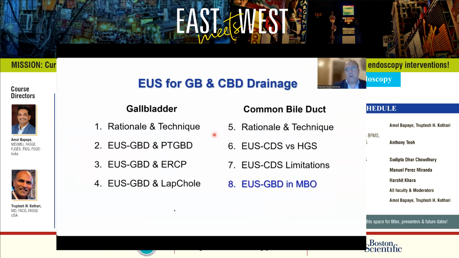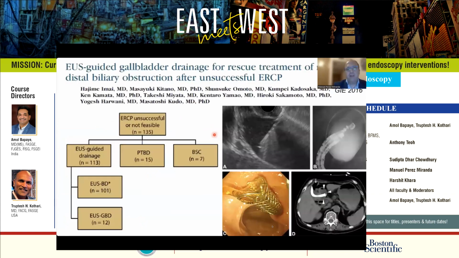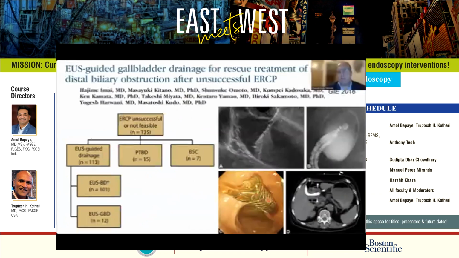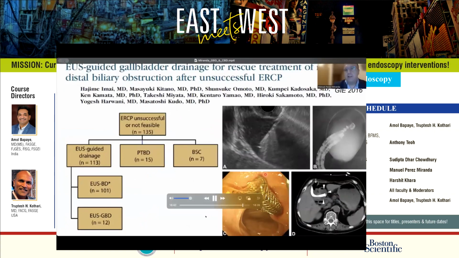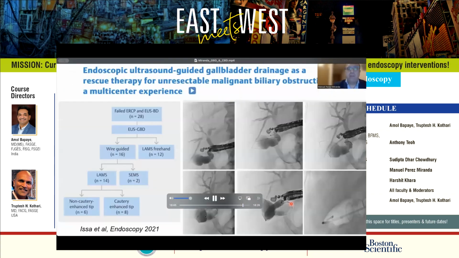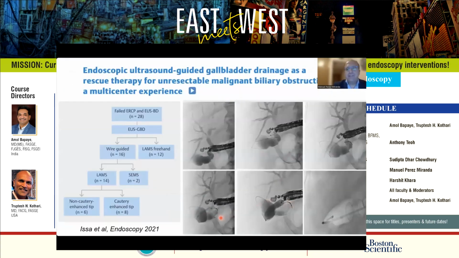Finally, before I conclude, the gallbladder can also be used as a target for biliary drainage when everything fails, like ERCP, EUS-GBD, then gallbladder. This can be done with tubular SEMS or with a LAMS and provides reasonable patency, and it would typically be done in patients without much intrahepatic dilation and some reason that prevents ERCP. But that requires a patent cystic duct.